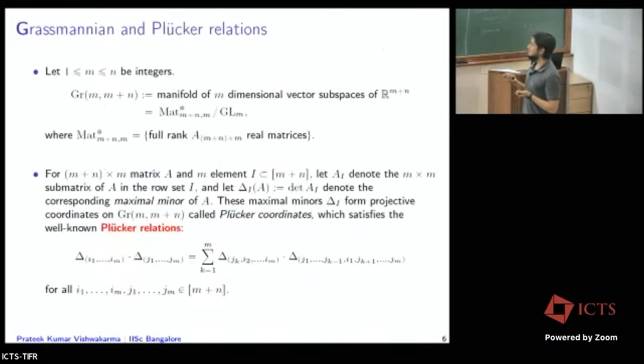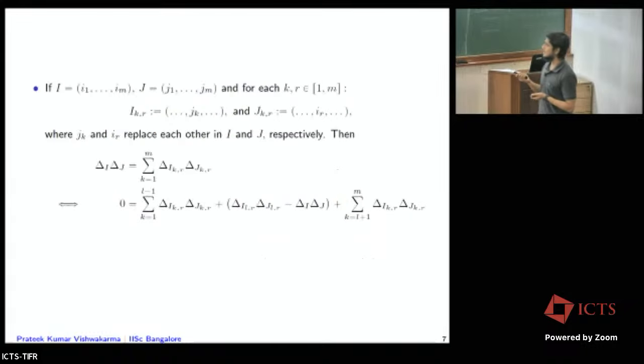Let's recall that the Grassmannian is essentially a tall matrix of full rank modulo column operations. The maximal minors of those tall matrices give us Plucker coordinates, and these Plucker coordinates are very nicely related with each other via relations called Plucker relations. Let me now restate these Plucker relations in the way that we want to look at it. They are the same Plucker relations, it's just a bit more convenient to state the results.